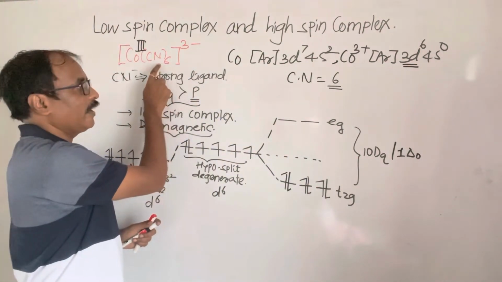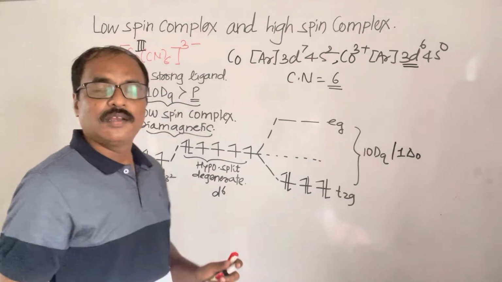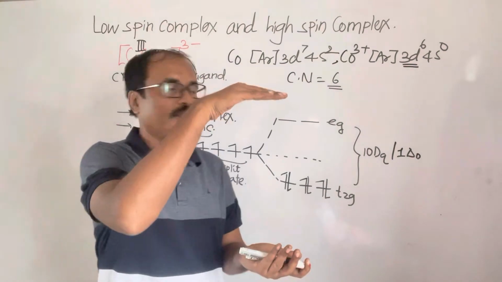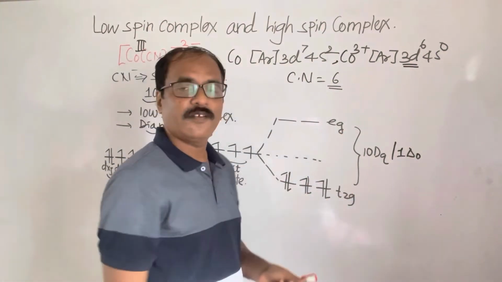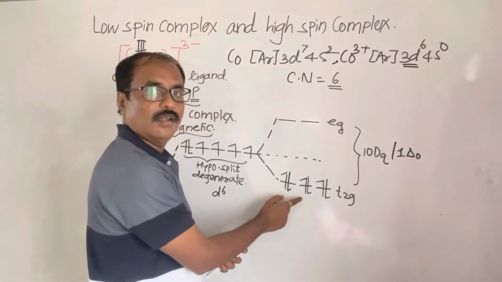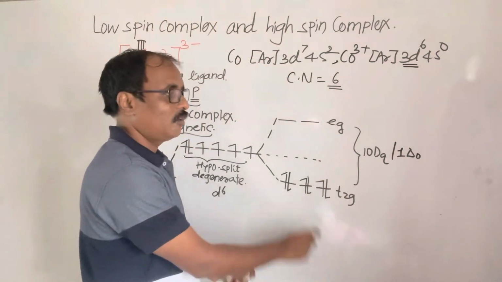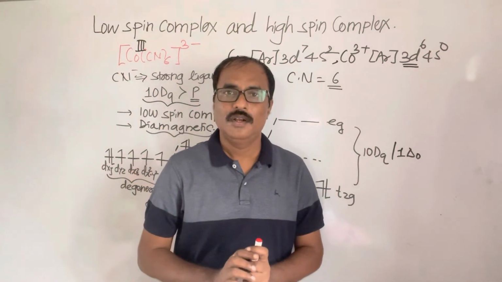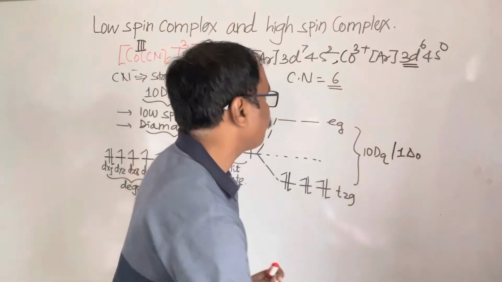क्योंकि अटैक ऑफ स्ट्रॉन्ग लिगैंड, एंड जब लिगैंड का अटैक स्ट्रॉन्ग होता है तो स्प्लिटिंग ऑफ d एटॉमिक ऑर्बिटल्स इज मोर, isn't it? ये 10 Dq ज्यादा है. So that is why fourth electron enters in what? At lower energy level for pairing of electrons. That is why this complex is said to be what? Low spin complex.